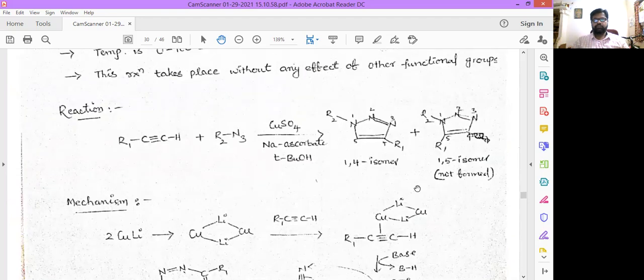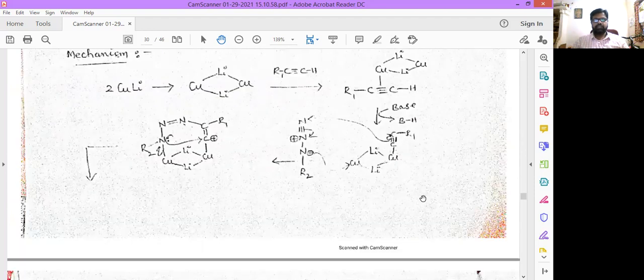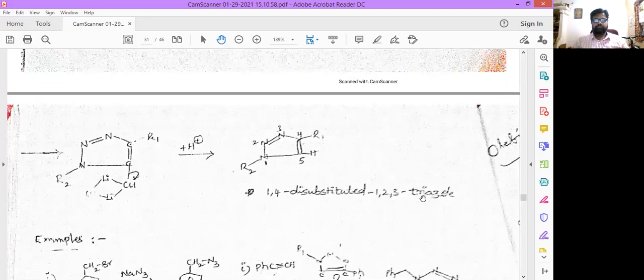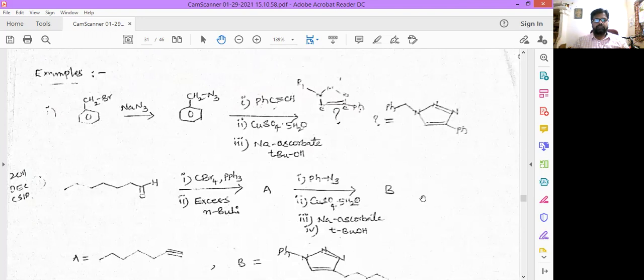Here you can see two types of isomers: the 1,5 isomer and the 1,4 isomer, because based on the reaction conditions, these isomers will form, right? Some examples: here you can see the bromine reacting in the presence of azide. So bromine is eliminated and azide N3 is substituted. This azide group will interact with the PhC triple bond C in the presence of copper sulfate and sodium ascorbate, with tertiary butanol as the solvent, right? So like this you will get a product.